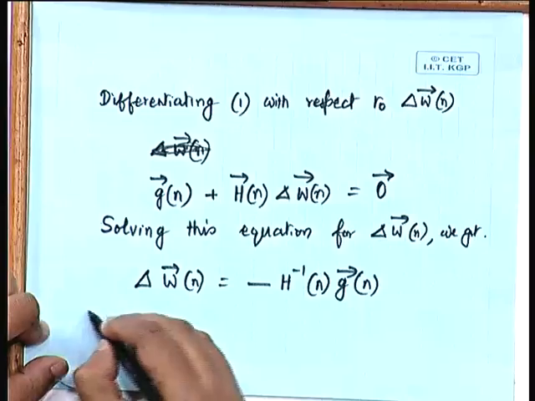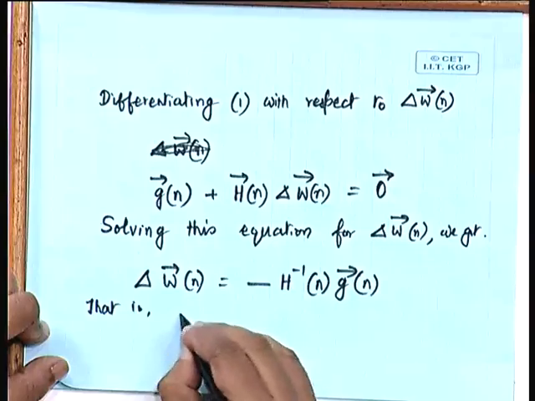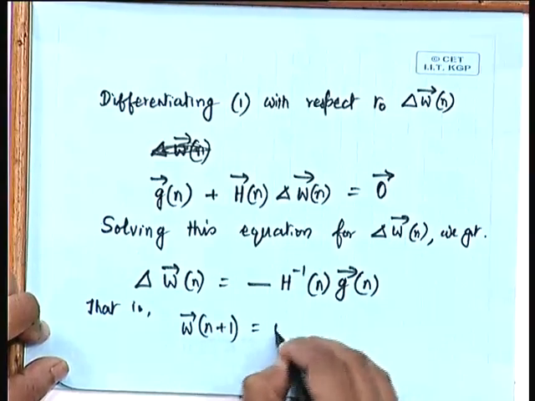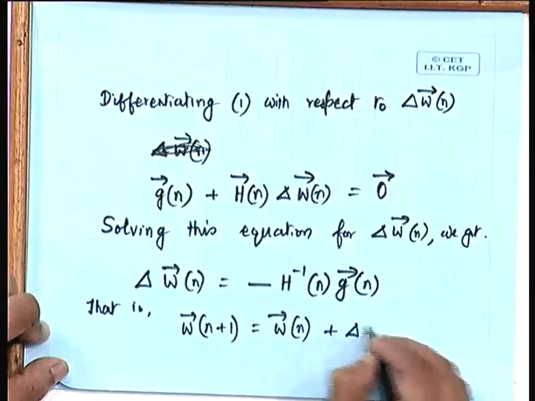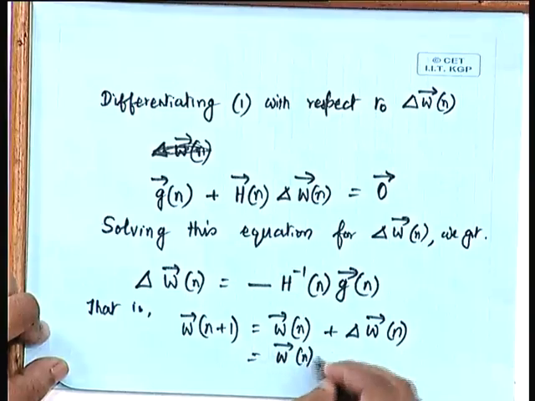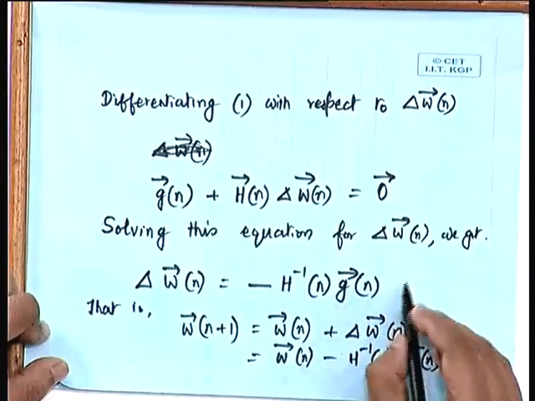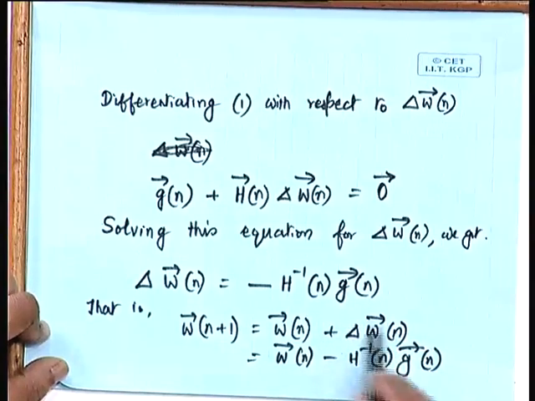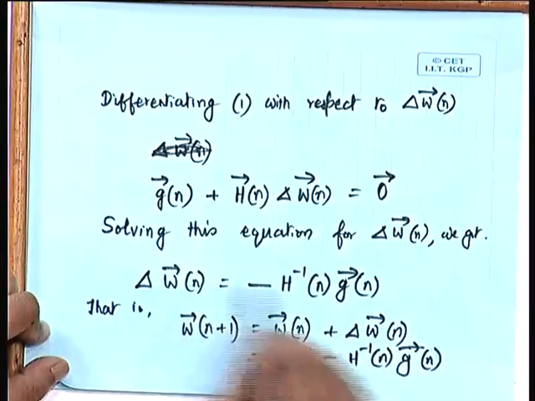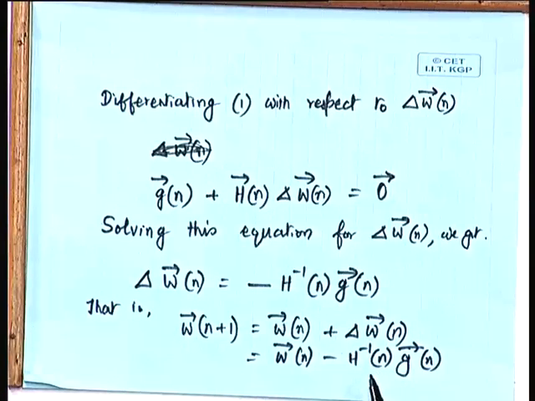So, because we have already got this as delta W n, we can write W n plus 1 is equal to W n plus delta W n, and that is equal to W n minus H inverse n G n. I simply substitute for this delta W n the one that we have got. So, this is what we get. Now, again the million dollar question is, is it really converging?